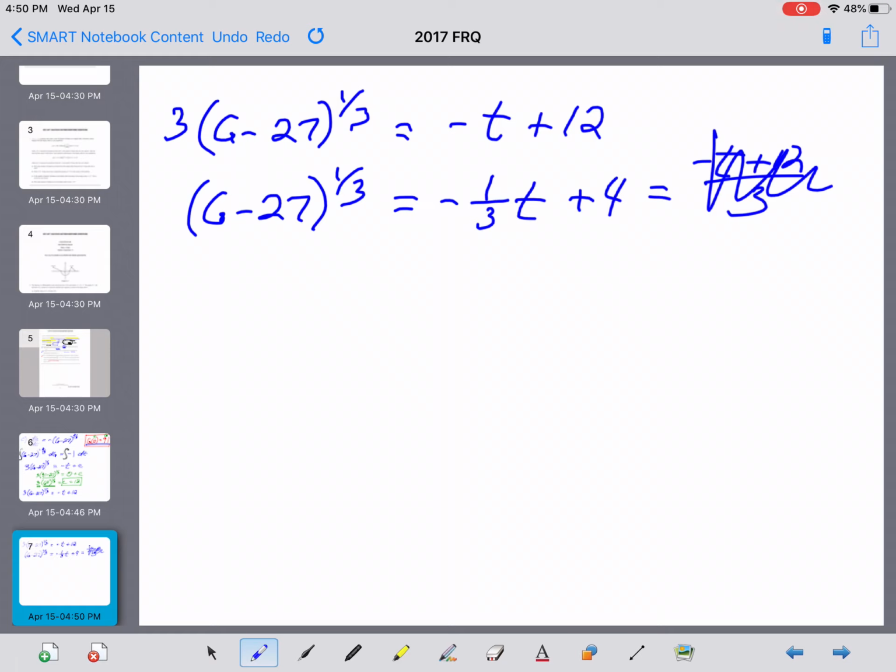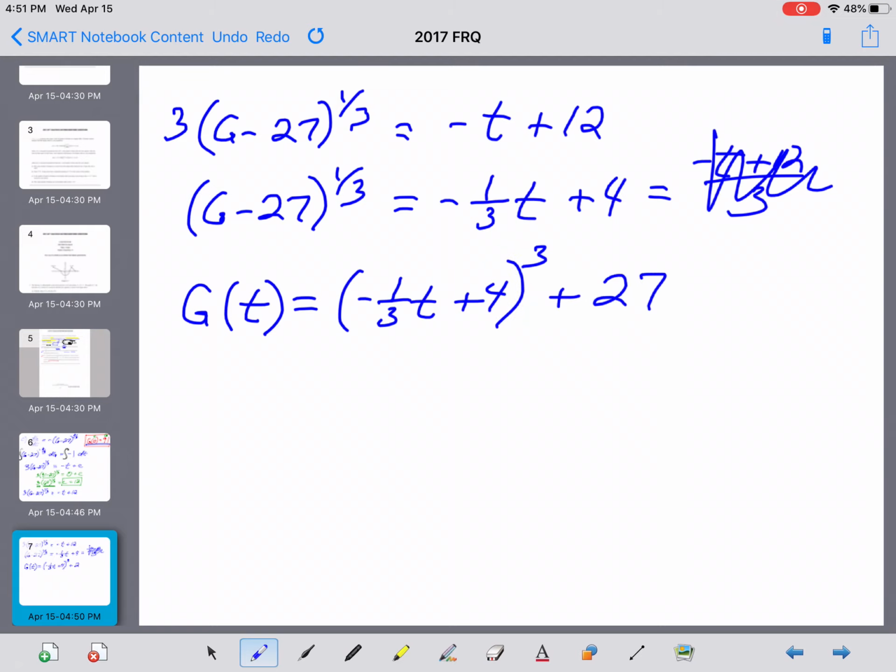We're going to get rid of the 1/3 by cubing both sides, and then we're going to add a 27 to it. So what I think we're going to get then is that g, written as a function of t, is going to be the quantity of negative 1/3 t plus 4. All of that is going to get cubed, and then we add a 27 at the end of that. Whew, that is kind of a mess.